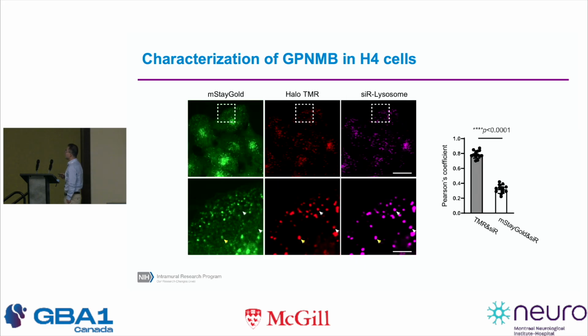When we use TMR ligand to label the Halo tag, we noticed distinct localization between the Halo tag and mStayGold. When lysosomes are stained with SiR-lysosome, the Halo tag colocalized much better with SiR-lysosome than with mStayGold. Therefore, we think the N-terminal fragment of GPNMB is enriched in the lysosome after cleavage.